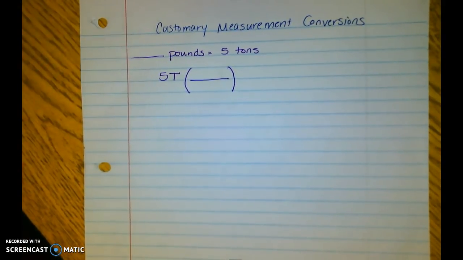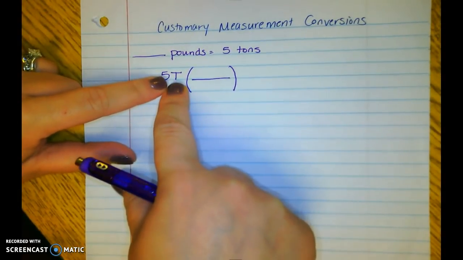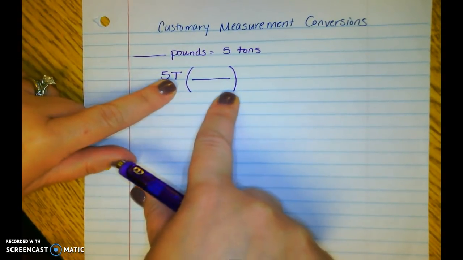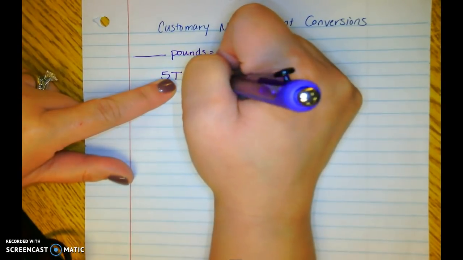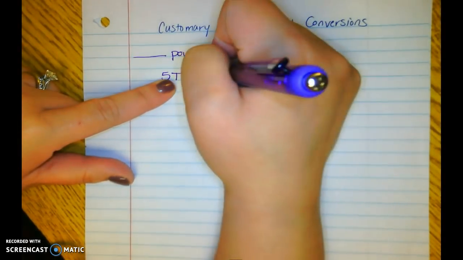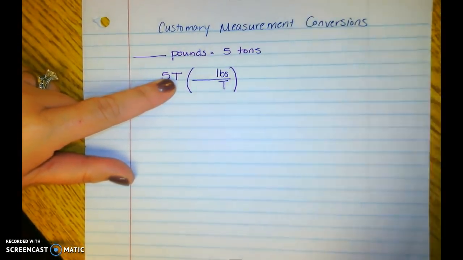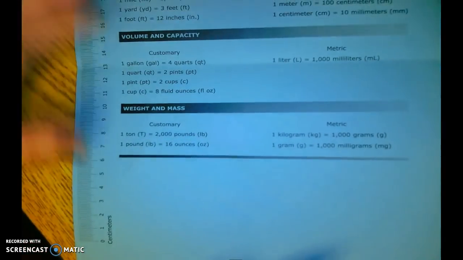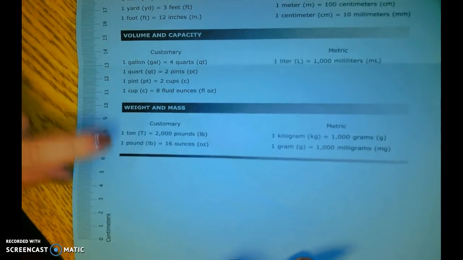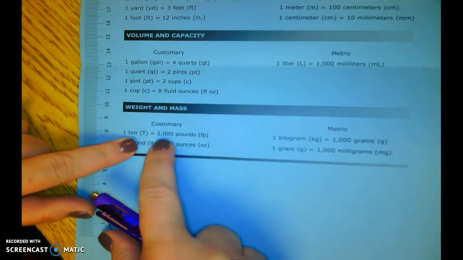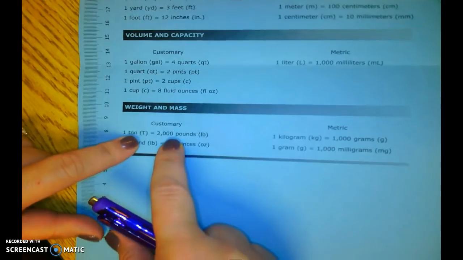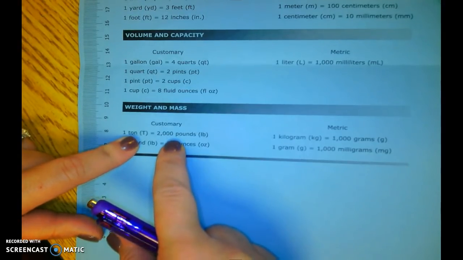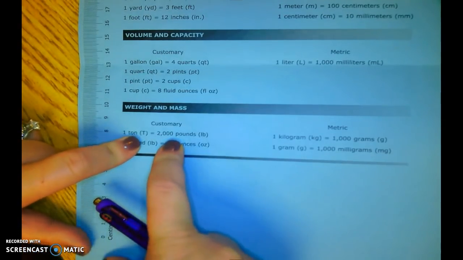Okay, and here's the big trick that we need to remember. Whatever we started with needs to be on the bottom. So the tons are going to be down here, and then pounds would be up top. And I'll explain why in a minute. But I'm going to go to my formula chart and find weight and mass. And that is where it talks about pounds and tons. So this information is coming directly from my formula chart. So there should be no error because you're literally copying it from one place to the other.